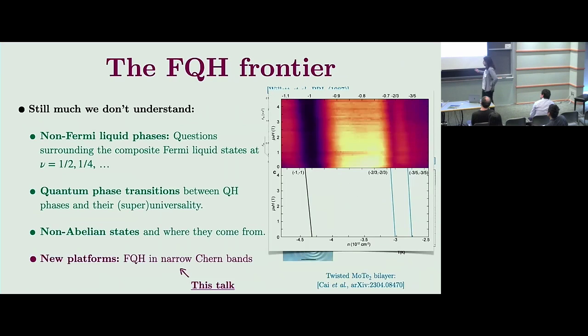But beyond all of this, something that, as I emphasized on the previous slide, we really need to understand better is how to find new platforms for fractionalization. And this talk will be focused on the case of narrow Chern bands, as discovered initially in the case of twisted molybdenum telluride. Okay, as Jiaqi showed this amazing optical plot.